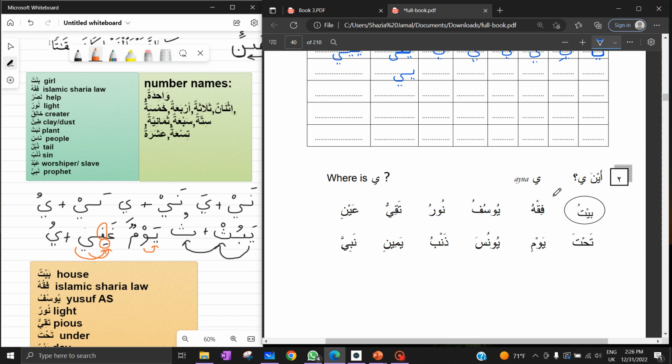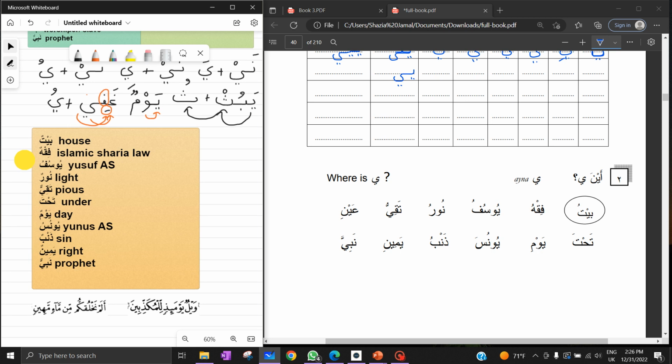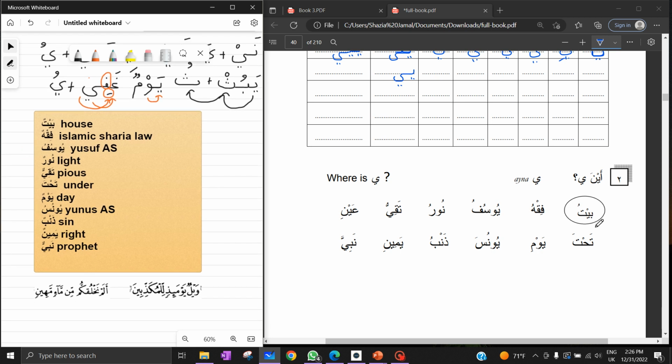Let's move on. Exercise number 2, Ain ya. Here I have given some words, vocabularies, and meanings. Bayt, does it have a ya? Yes, in between with a sukoon. Fiqh, Islamic law, doesn't have a ya. Yusuf, name of a prophet. Ya is initial with a damma, yes. Noor, no ya here. Taqi, yes, there is a ya and it is the last letter with shadda and damma.